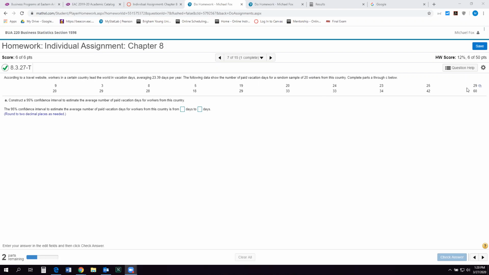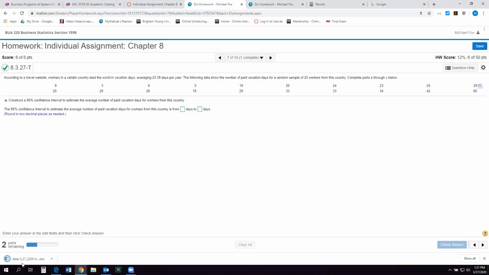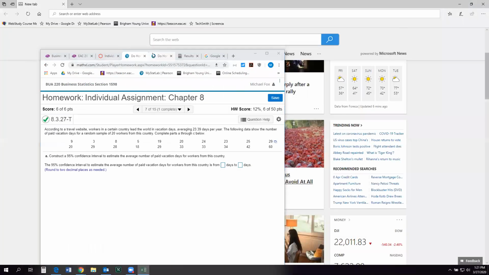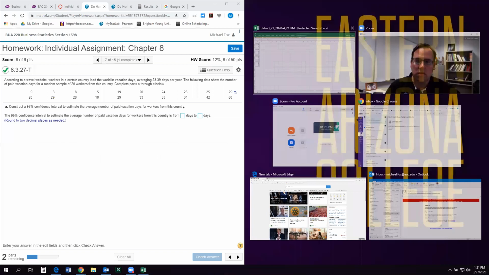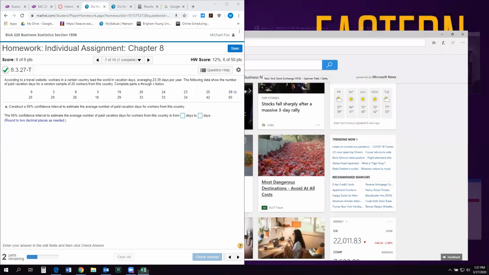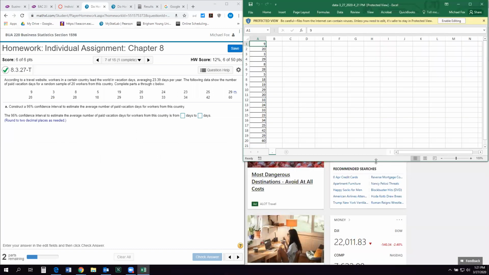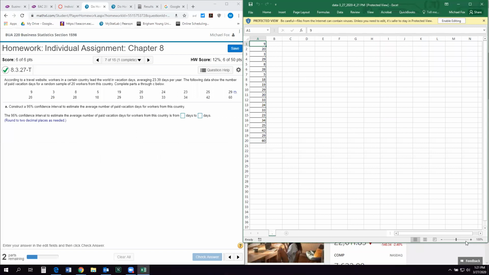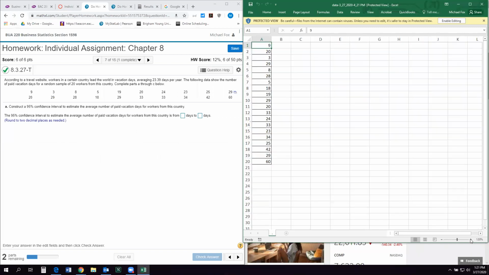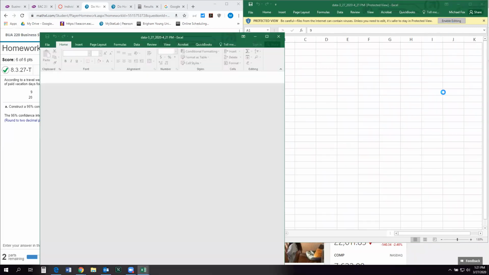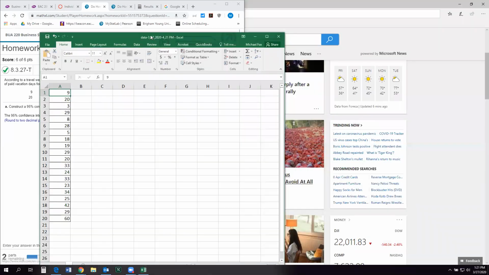So the first thing I'm going to do is just export or open this data table in Excel. And then I will bring this over here.